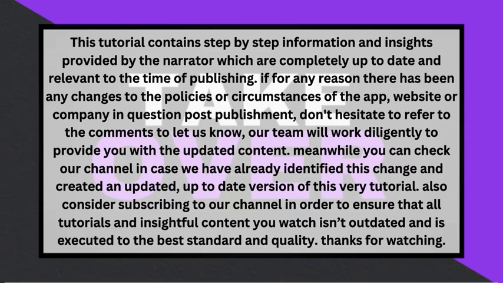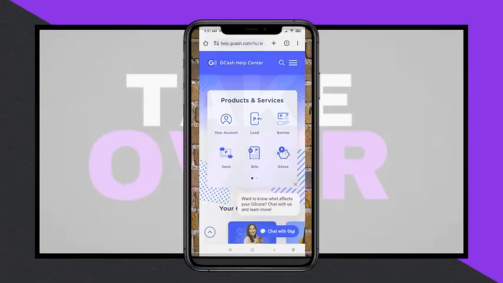Click on this and fill in the required details, including your email address, full name, country of registration, mobile number, concern category, and a detailed description of your issue. Ensure that all the information provided is related to your GCash account.